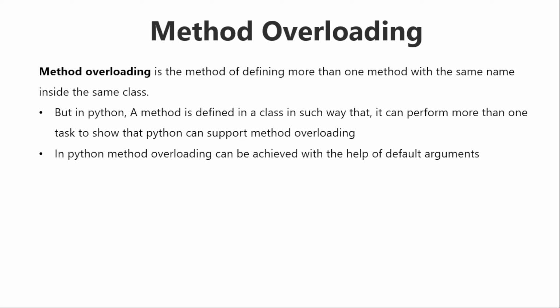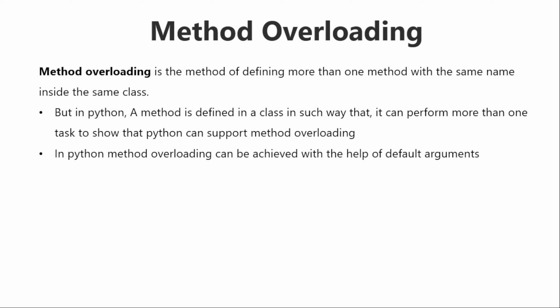Method overloading is defining more than one method with the same name inside the same class. So we are defining two methods with the same name inside the same class. This is exactly method overloading. But Python doesn't support method overloading directly. But we can achieve method overloading in Python by following certain conditions.